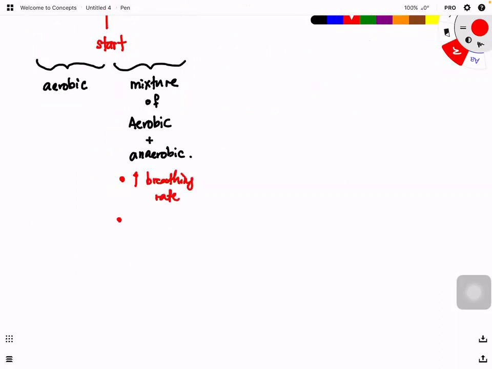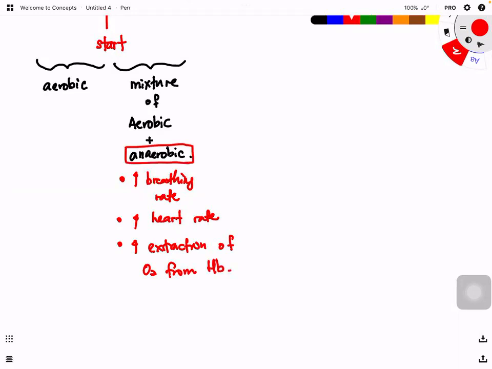We increase what? We increase the heart rate. Well, we increase some more. We increase the extraction of O2. Okay, we try to do this: you have increased breathing rates, you have increased the heart rate, you increase the extraction of O2 from hemoglobin. At the same time, we also carry out anaerobic respiration, which means we use whatever way we can to meet the demands.